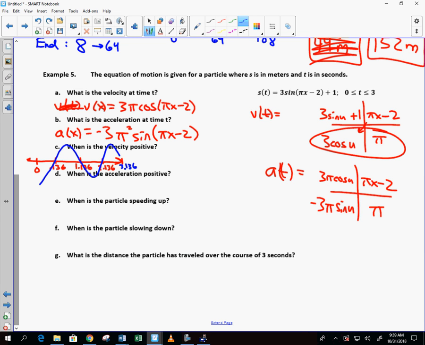If you were to state where it's positive, where would you say? Good. Union with 2.136 to 3. When is the acceleration positive? What would I do to determine that?